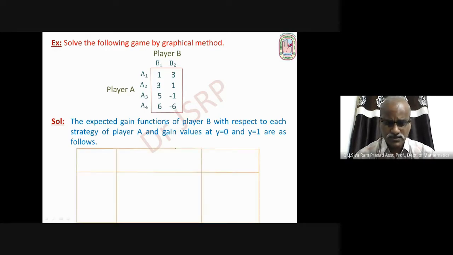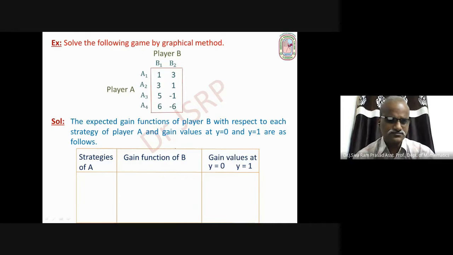So first column, strategies of A, second column, gain function of B, third column, gain values at y equals 0 and y equals 1. This is the tabular form. Write the strategies of player A: A1, A2, A3, A4, four strategies.